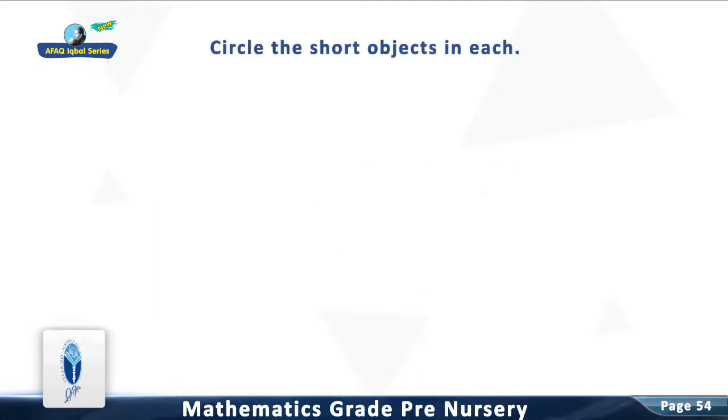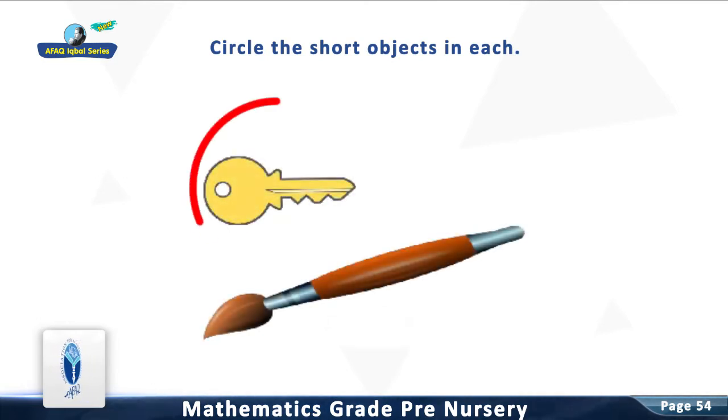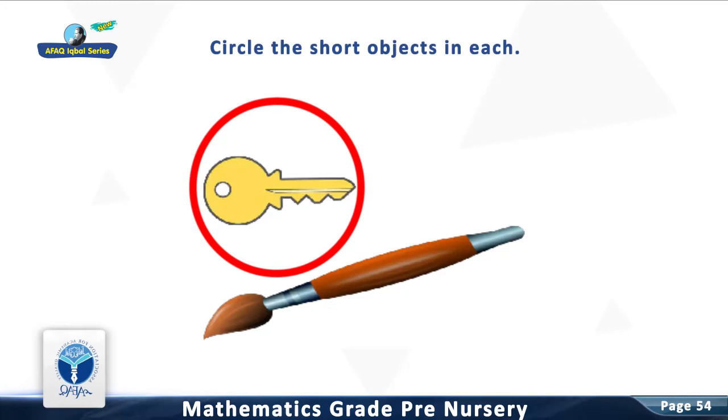Circle the short objects in each. First picture. Good. The key is short while the brush is long. Circle the key. Next picture.